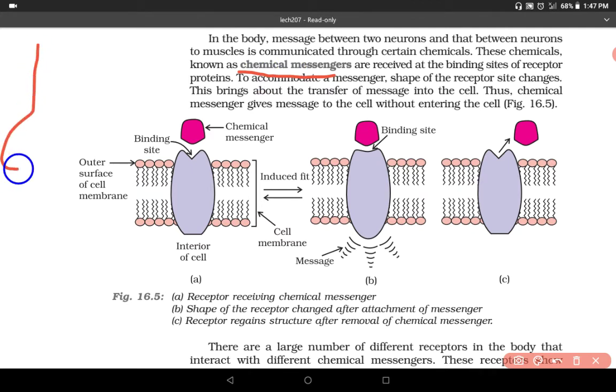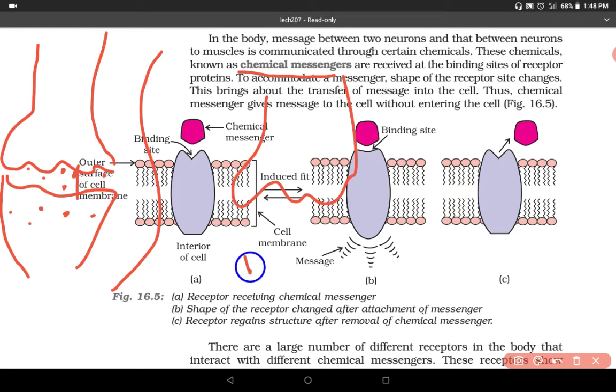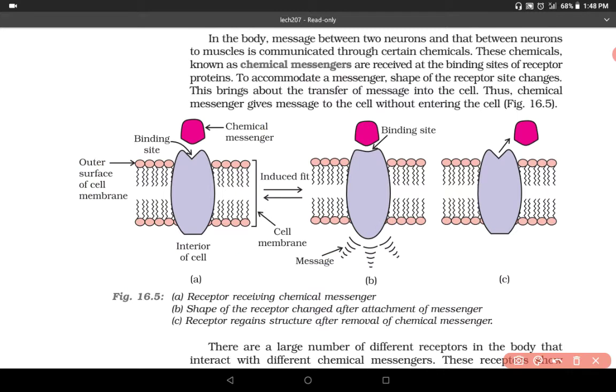At the end of the neuron, there is a synapse present. If there are gaps between two neurons, the chemical messengers pass through the synaptic gap from one neuron to the next. That is called a chemical messenger. It can act between two neurons or between a neuron and a muscle.